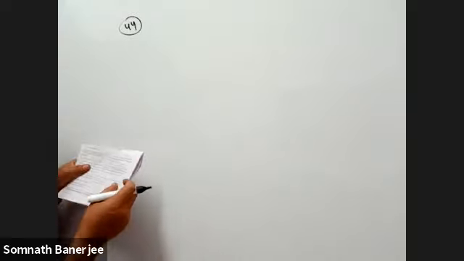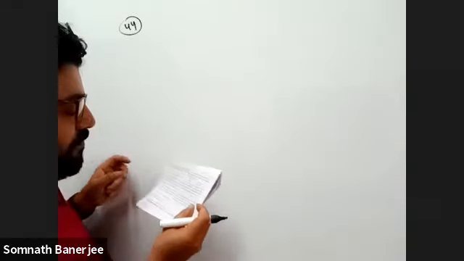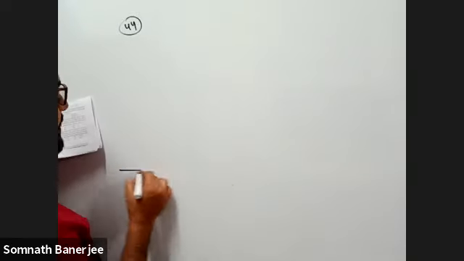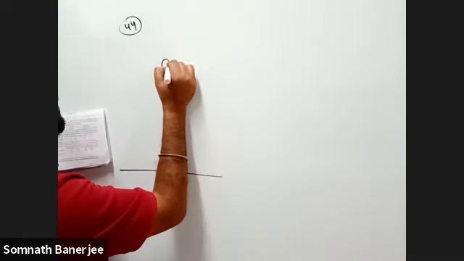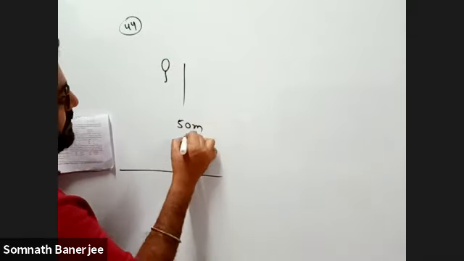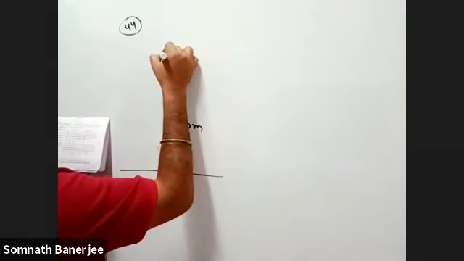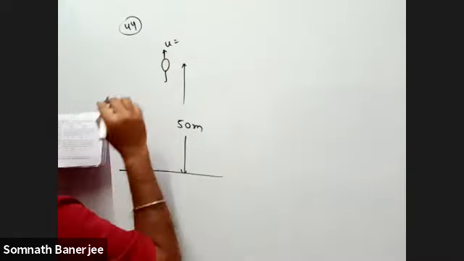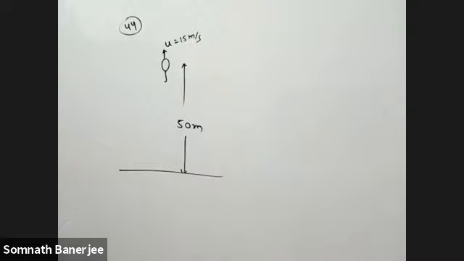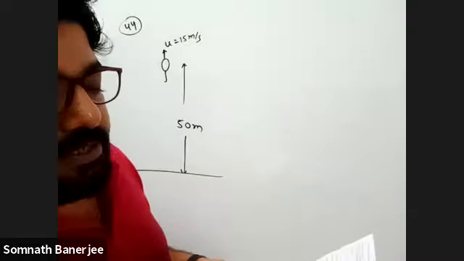हाँ देखो, a balloon is going vertically upward with a velocity of 15 meter per second when it is at a height of 50 meter above. कितना मीटर above? 50 meter above. कितना स्पीड से जा रहा है? 15 meter per second. ठीक है। A stone is gently dropped. The stone will reach the ground in what time?